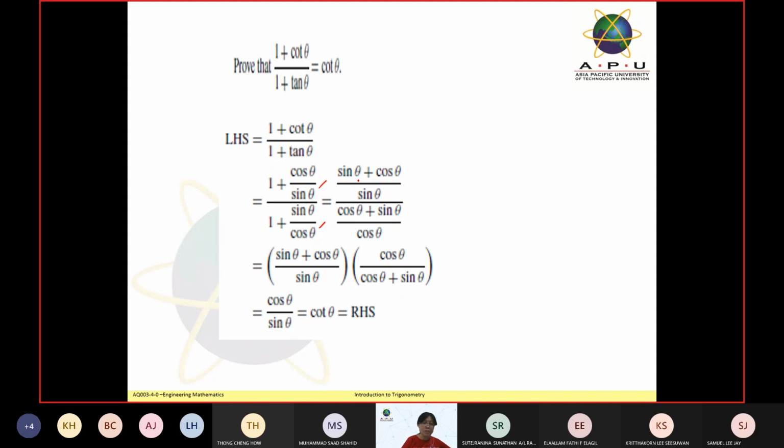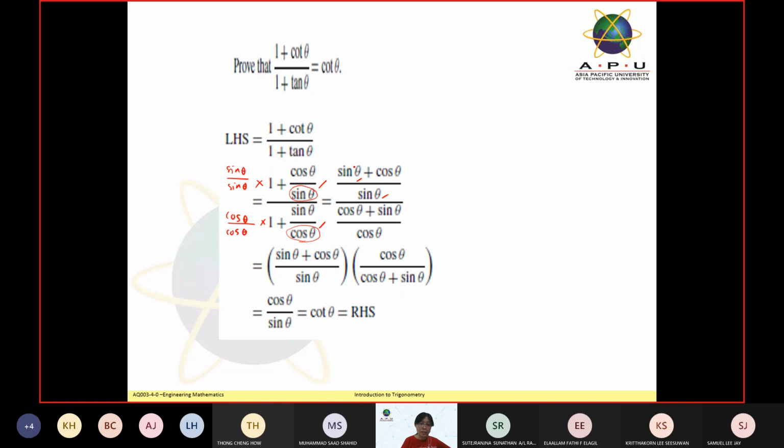For the one at the top, we have sine theta plus cos theta over sine theta. Do you understand how we get sine theta here? In order to have a common denominator, I multiply by sine theta over sine theta. The bottom is also the same. To have a common denominator of cos theta, I multiply by cos theta over cos theta, so I have cos theta plus sine theta over cos theta.